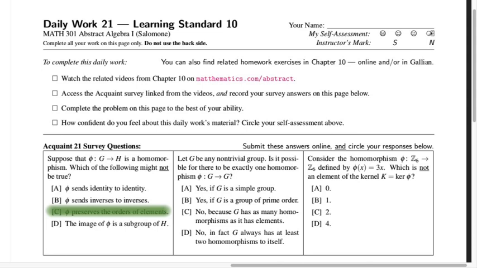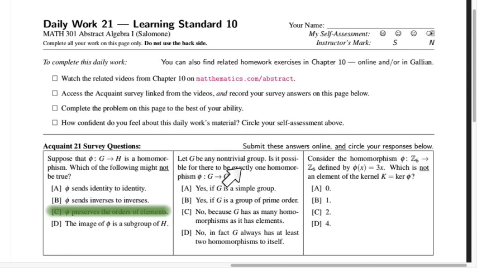What, in fact, do we know about how homomorphisms behave with respect to order? The order of the image is not equal to the order of G, but is a factor of the order of G. We talked about that one in our last class. Great. So that's that answer. How about the second one?